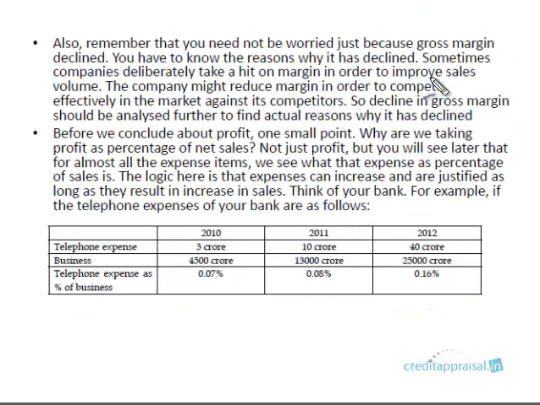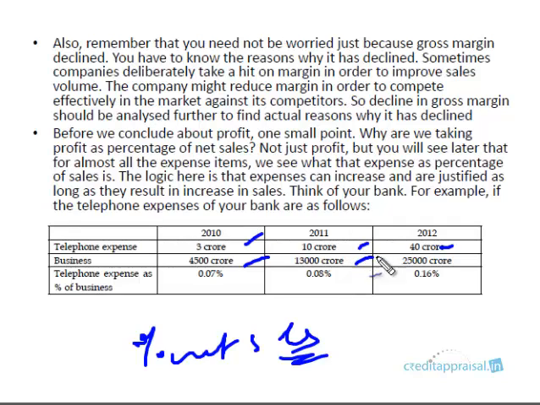Why are we calculating all expenses as a percentage of net sales? Because if net sales increase, you don't find expenses being increased in the same proportion. Take for example your bank. Say these are the telephone expenses for a bank as a whole: 3 crores, 10 crores and 40 crores. And this is the business for the bank as a whole: 500 crores, 13,000 crores, 30,000 crores and 25,000 crores. If you calculate telephone expenses as a percentage of business, this is the percentage you get.